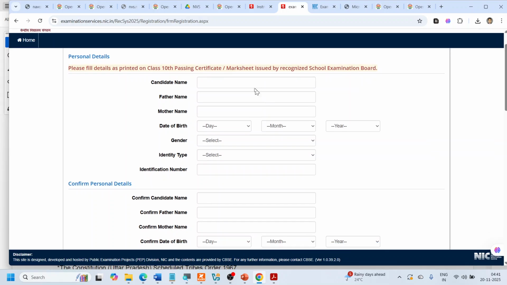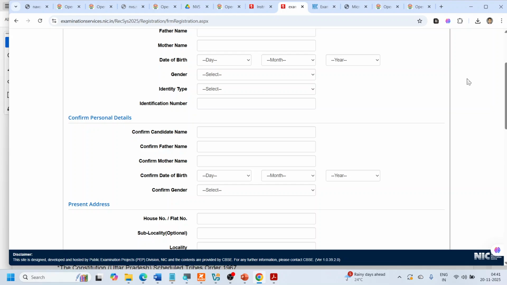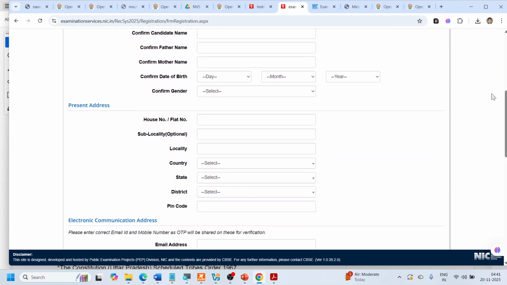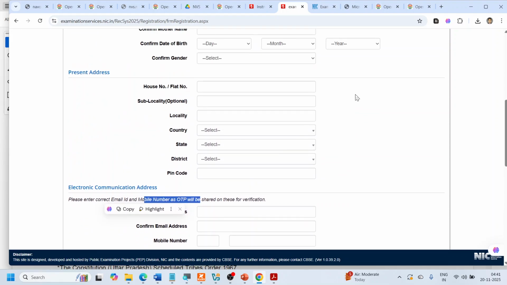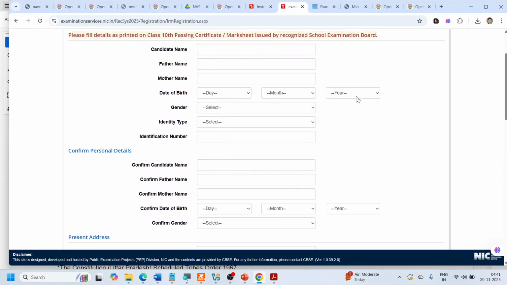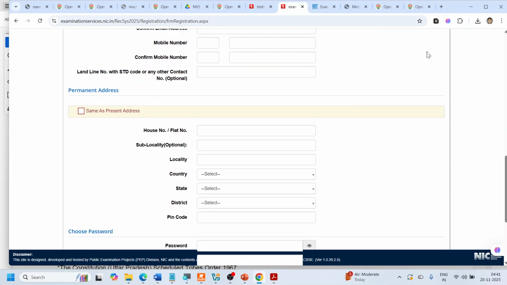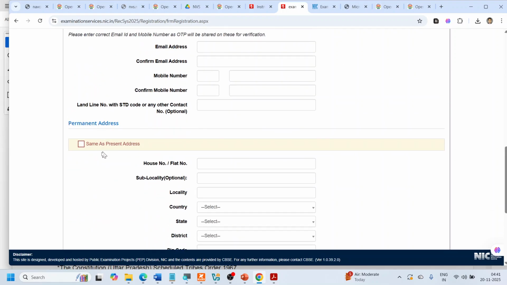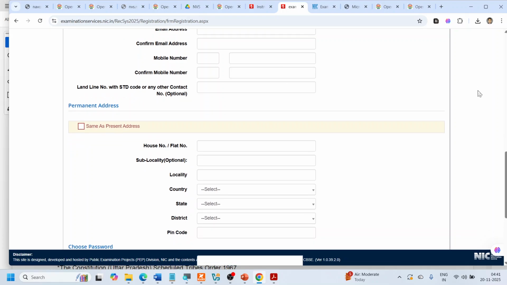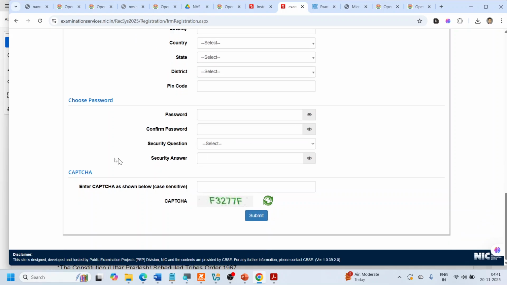You have to fill in the personal details: your name, candidate name, father's name, date of birth, gender, and so on. You can fill those things. Your present address, you have to fill it, and your email address. OTP will be sent. Be very careful with that one, as well as for your mobile number. Both the OTPs will be sent there. So when you fill it, see to it that you fill it properly. If you are living at the same place, you say same as the present address, and set the password and click on submit.